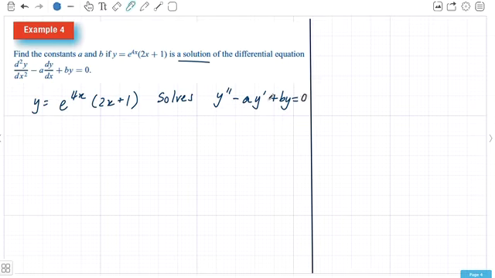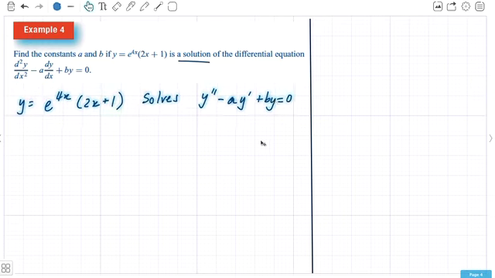y'' - ay' + by = 0. I'm just using the dashes here instead of the other notation, just so that you can get used to the fact that they're actually equivalent notations. So you can use either one. Let's move that over a bit.